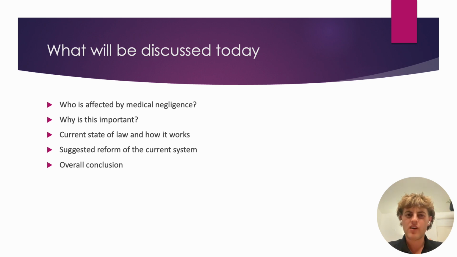Today I'll be discussing 5 major points. Firstly, what is the failure to disclose risk and how is this an example of medical negligence? Secondly, why is this an issue and how prevalent of a problem is this in Australia and Queensland? Thirdly, what is our current state of liability like for failure to disclose risk and what are the elements of a medical negligence claim? Fourth, suggested reform of the current system, and then just an overall conclusion to sum up my points.